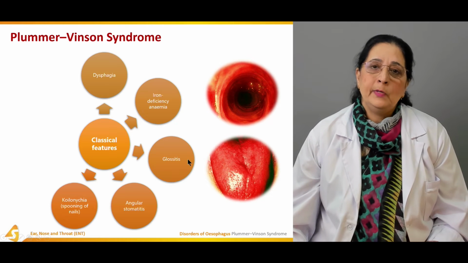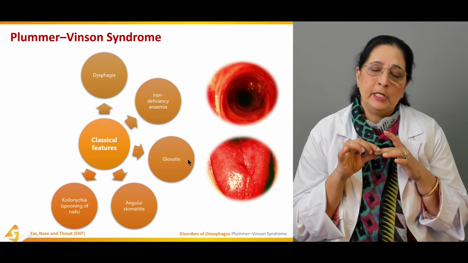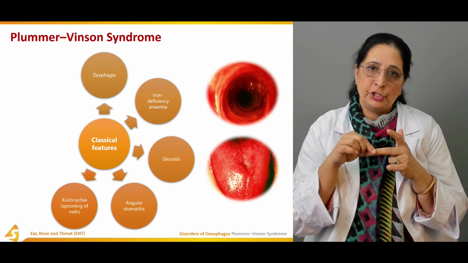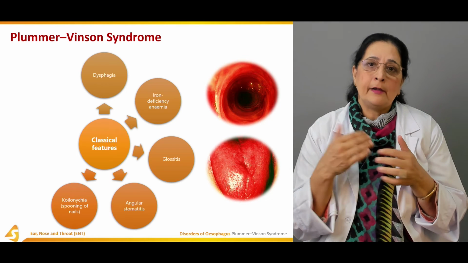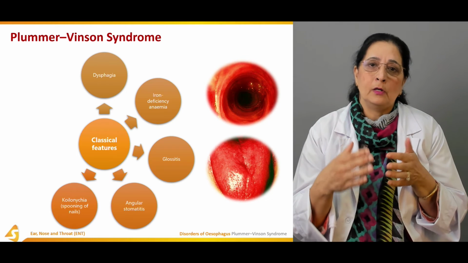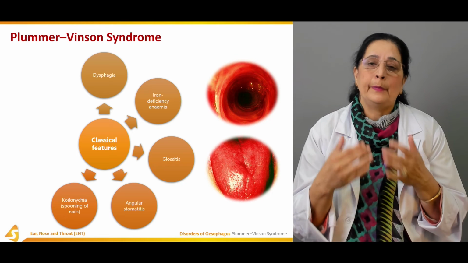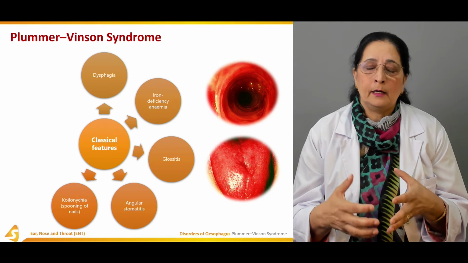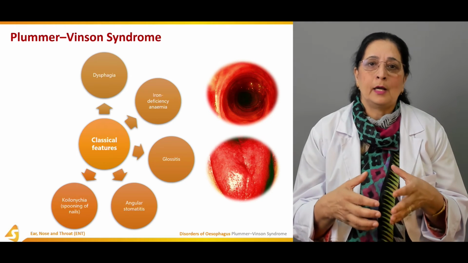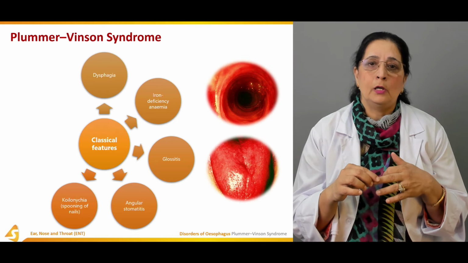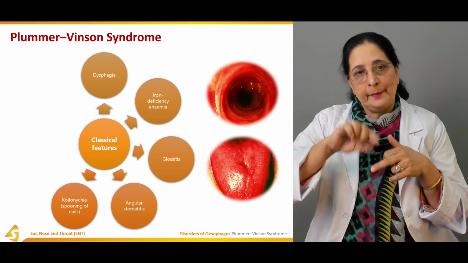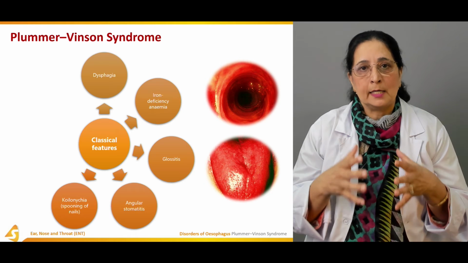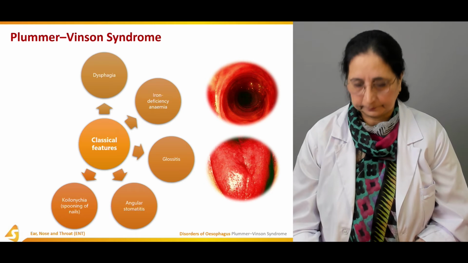Koilonychia. Koilonychia is the condition in which there is spooning of the nail. The nails are spoon-shaped. And this iron deficiency anemia can also lead to koilonychia. Patients who are anemic, low in hemoglobin or iron, present with koilonychia, which is a spoon-shaped nail. The nail is bent inwards. So that's koilonychia.